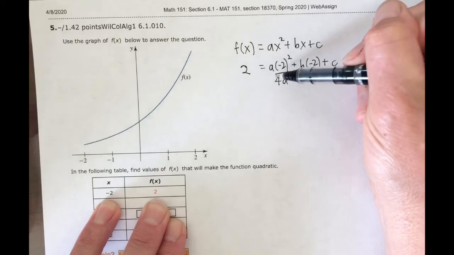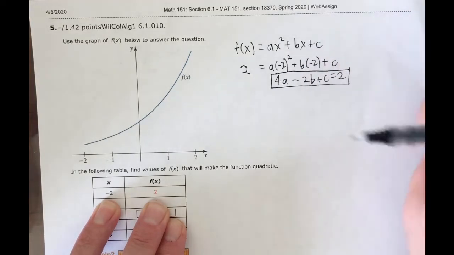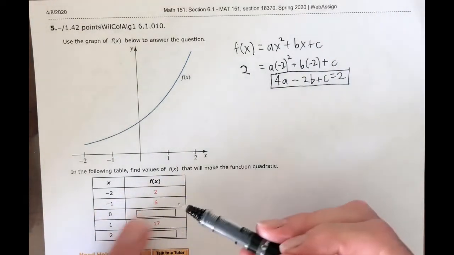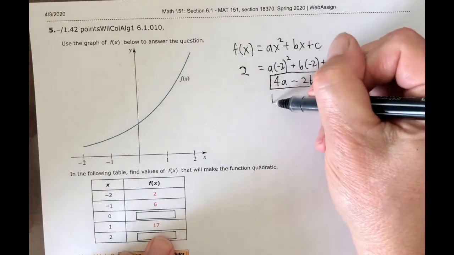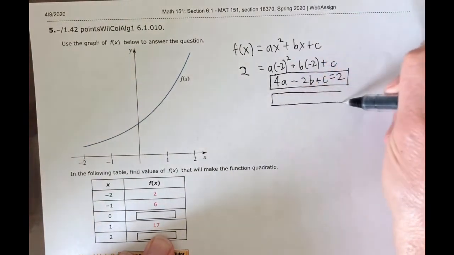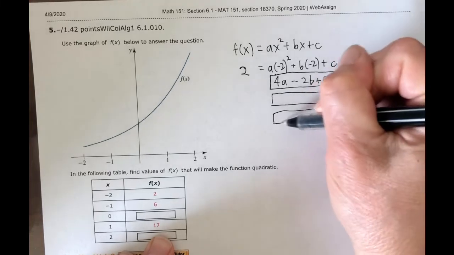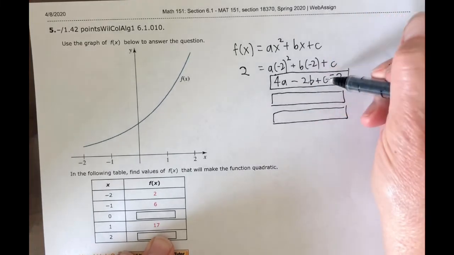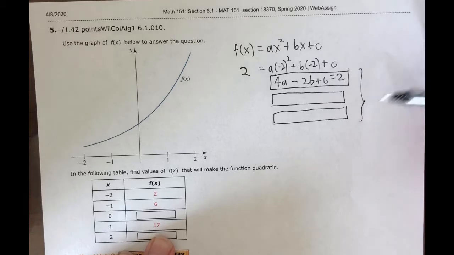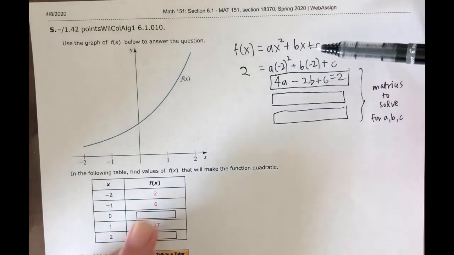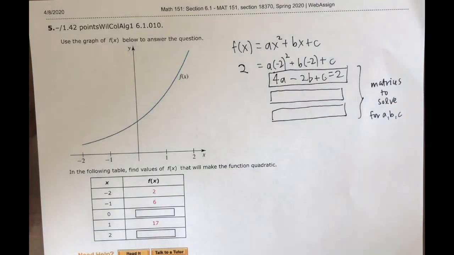Okay. I could actually do that 2 more times because I'm given 2 more input-output values. And I could come up with 3 equations. And if I have 3 equations and 3 variables, remember way back in section 8.1 where we used matrices to solve? And if I knew what A, B, and C were, I would know the function and I could finish those. Okay, that's the hint I'll give you on that one.